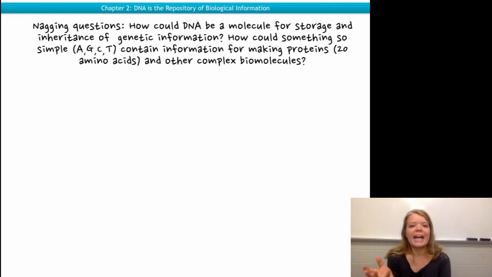But there was still a nagging question. A lot of scientists discounted DNA as the molecule to store and inherit the genetic information, and were thinking that proteins were much more likely to do it, simply because proteins were more complicated. Their reasoning was that how can something that's so simple, that is made out of 4 different nucleotides, contain enough information for making proteins that are made out of 20 different amino acids?